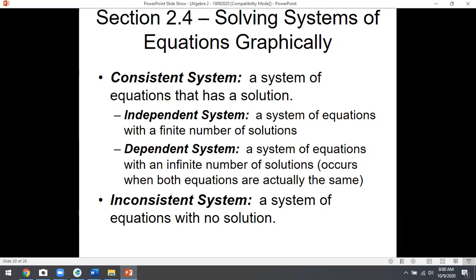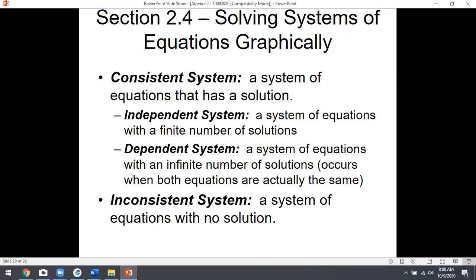If it's inconsistent, which means there's no answer, there's nothing else to say. Like, well, there's no answer. Done. Problem's over. If it's consistent, there are two other smaller words that go along with consistent that you should learn. They're called independent and dependent.